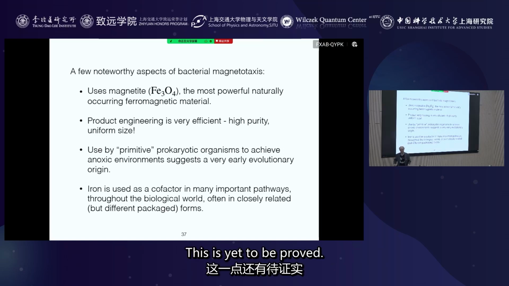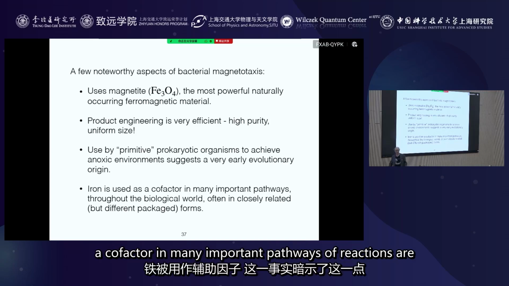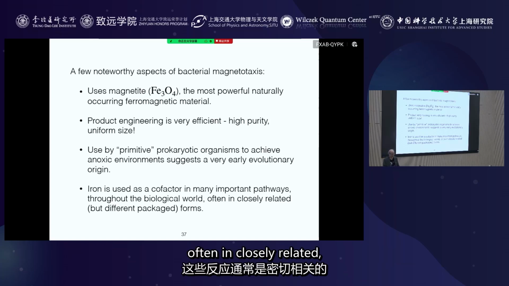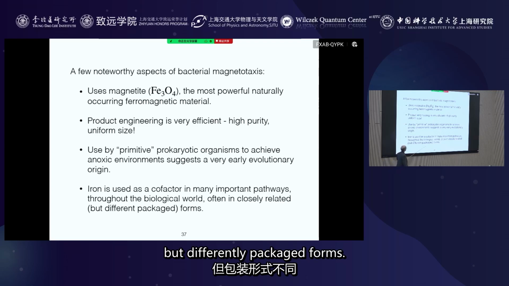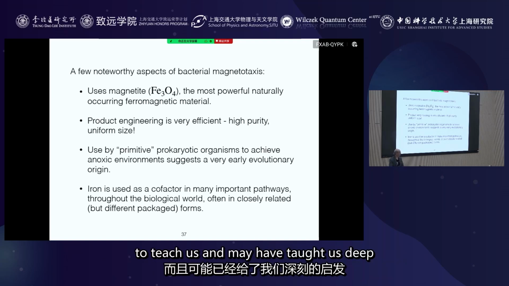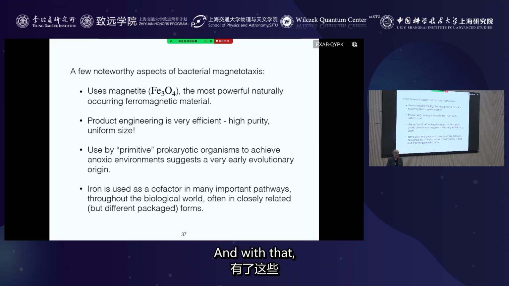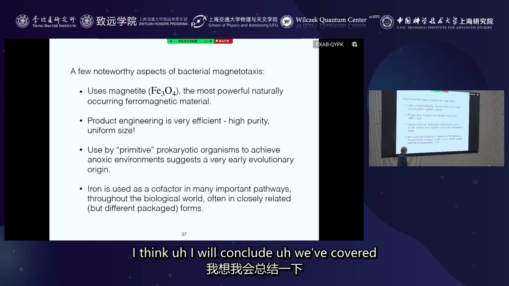This is yet to be proved, but is hinted at by the fact that iron is used as a cofactor in many important pathways of reactions, often in closely related but differently packaged forms. So these magnetotactic materials may have a lot to teach us and may have taught us deep lessons already that we're not aware of. And with that, I think I will conclude.